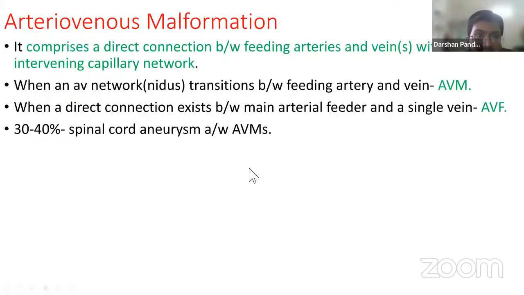Second is arteriovenous malformation. It comprises a direct connection between a feeding artery and veins without an intervening capillary network. When there is an AV network, that is the nidus, transitioning between artery and vein, that is AV malformation. But when a direct connection exists without a capillary network, that is AV fistula. In 30 to 40%, spinal cord aneurysm is associated with AV malformations.